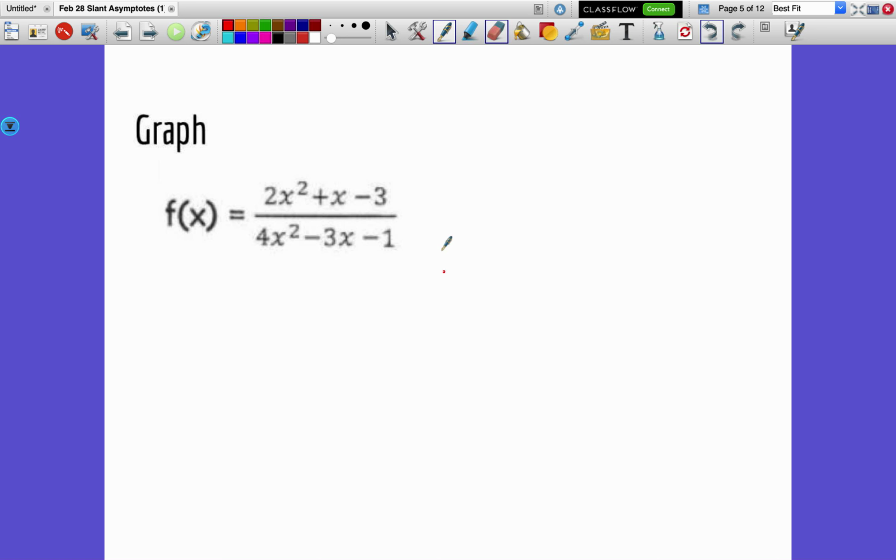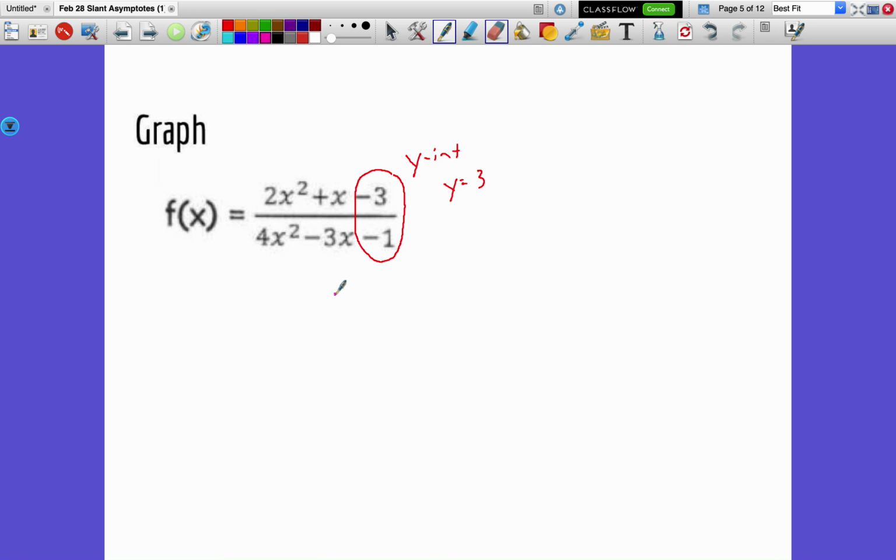Okay, there's a few features you get for free when it's not in factored form, but rather in standard form. One is right here, we get the y-intercept. The y-intercept is when x is equal to 0. So if x is equal to 0, all of these terms will cancel out, and I'll be left with just the constants at the end. Negative 3 over negative 1 gives me a y-intercept of y equals 3.